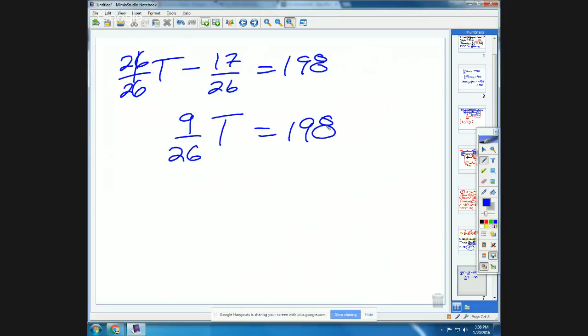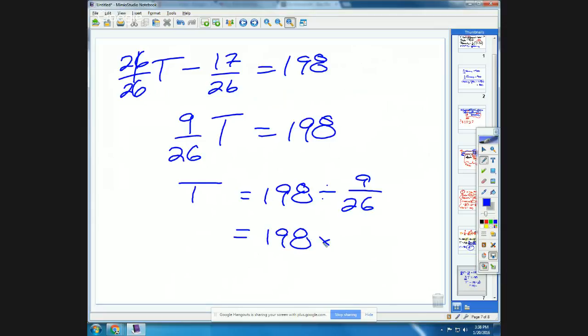How do I solve this? So you divide that. Divide by 9/26, okay? So that gives me t equals 198 divided by 9/26. How do we do division of fractions? Multiply by the reciprocal, okay? All right, so that's 198 times 26 over 9.